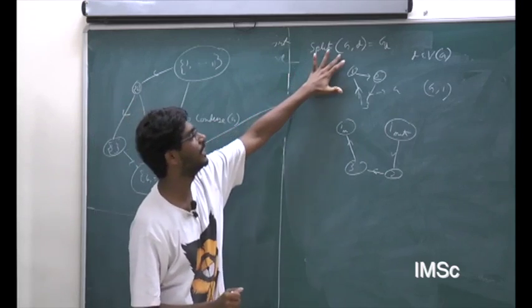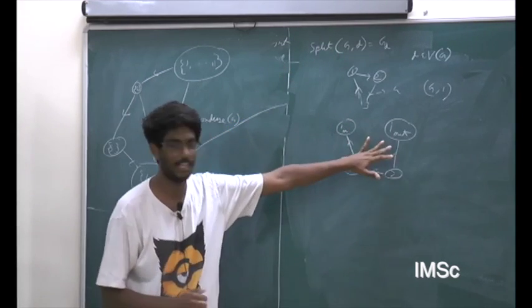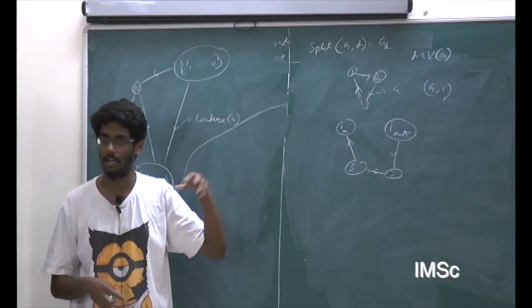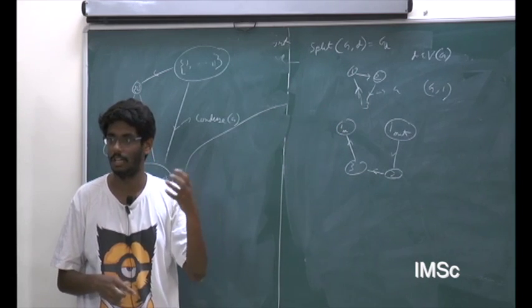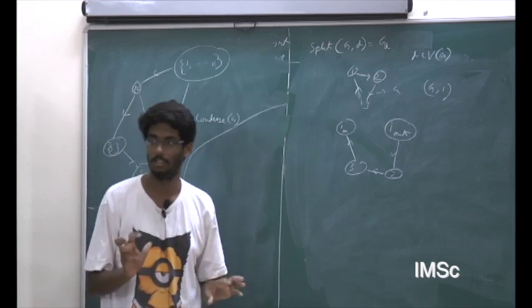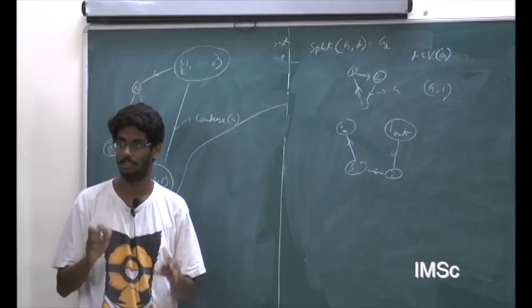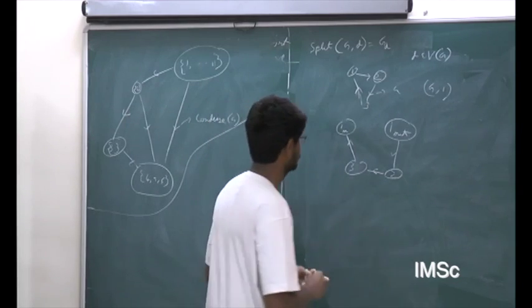Now, suppose this G had been a DAG. Now, I in and I out, D in and D out. D in is always a sink, D out is always a source. That's clear, right? So we'll have a handle on these two and we'll work with this. That's basically what we'll be doing.